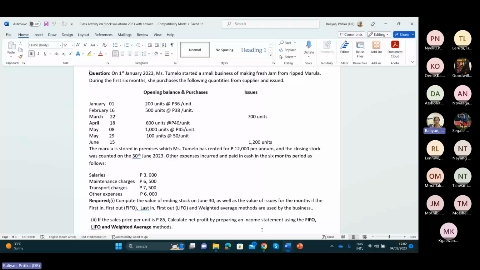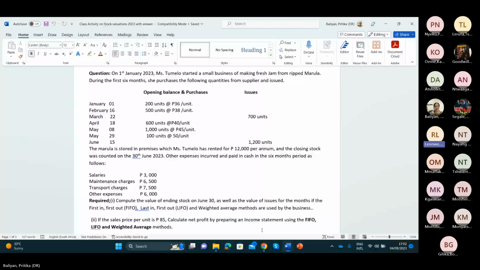So that was the question we did last time by FIFO method. Then did you try the same question with LIFO method? Ma'am, we did the LIFO method on Friday. And FIFO? Yes, ma'am, we did the FIFO method on Friday. We just didn't do the weighted average method. Okay.